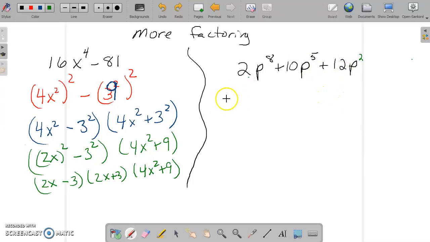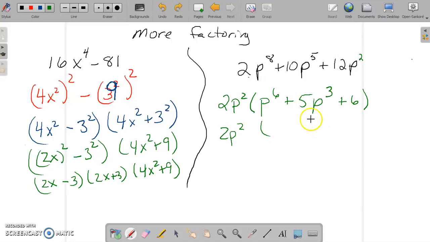So I'm going to factor out a 2 and a p squared. First of all, that's common factor. That's easy. So I've got p to the 6th plus 5p to the 3rd plus 6. Okay. Now you might think you're done, but you're not done.